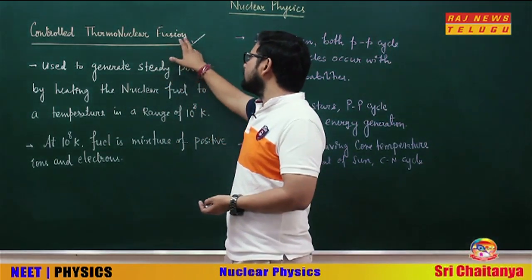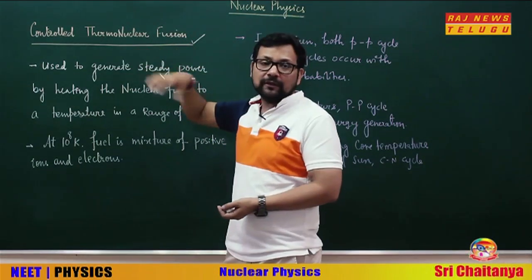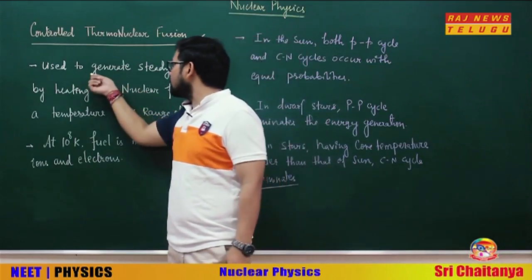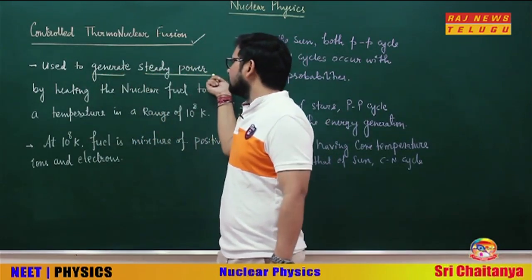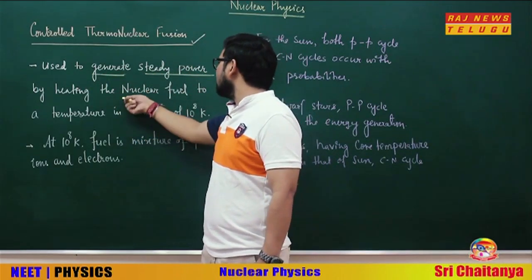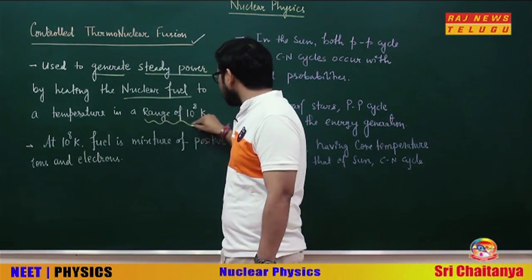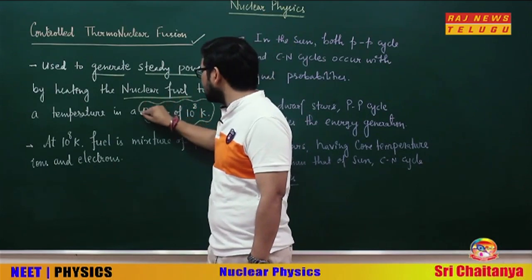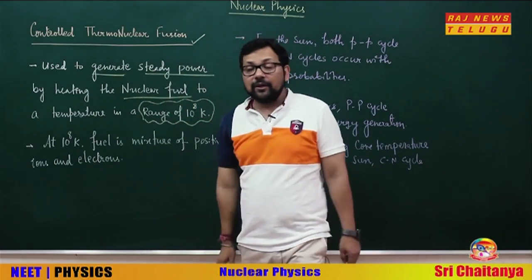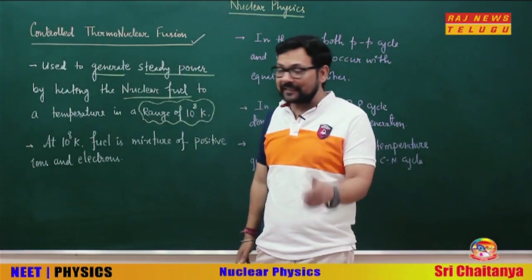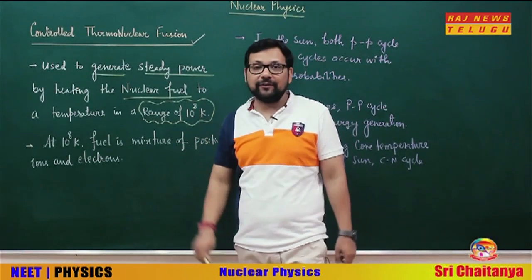Controlled thermonuclear fusion means that the number of projectiles can be controlled and used to generate steady power by heating the nuclear fuel to a temperature. Now here comes the actual thing. You have to actually heat the nuclear fuel in a temperature range of 10 raised to power 8 Kelvin.